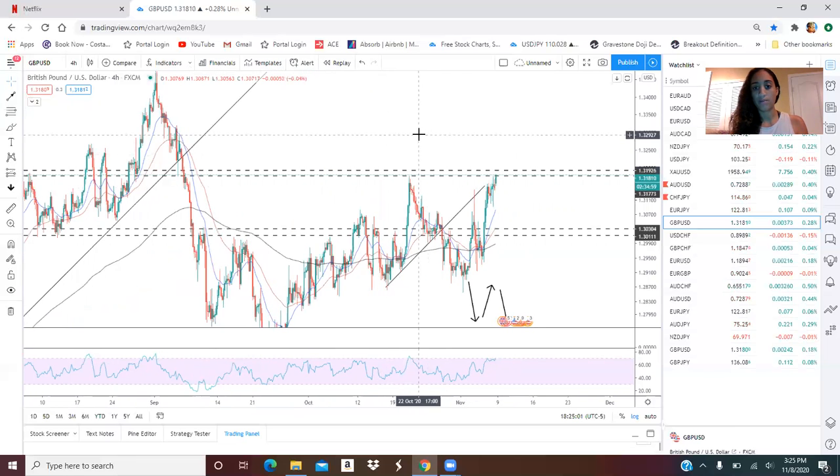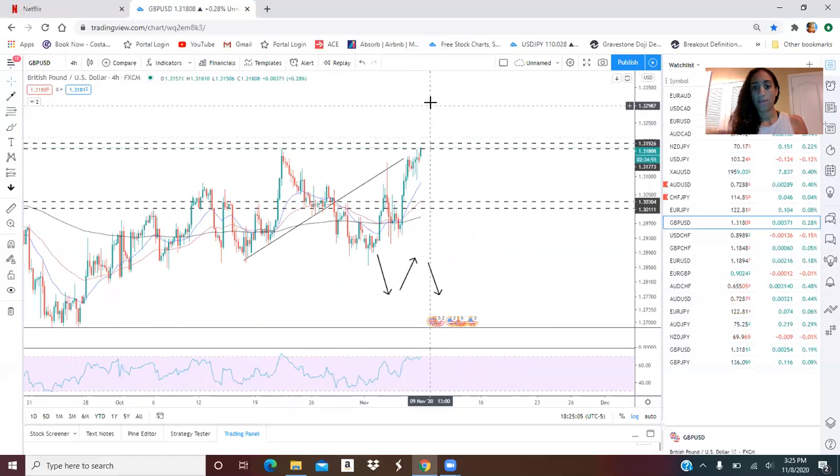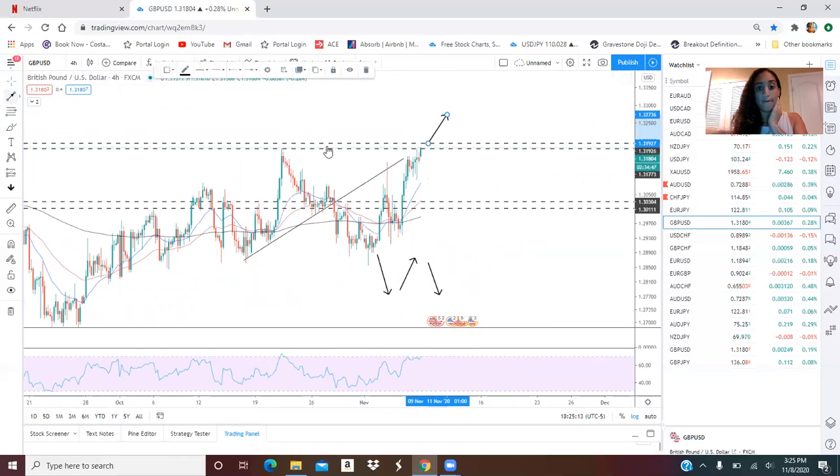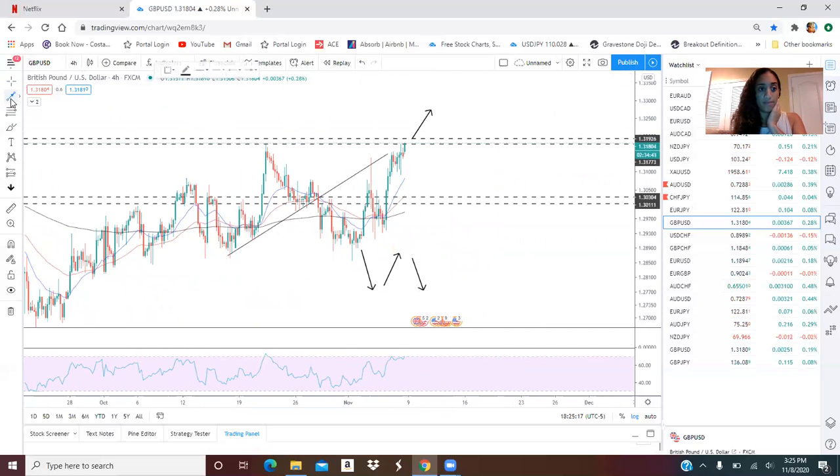Price will have to break through this structure, come back for a retest, and that's when I will get in. That's when I will consider a buy.